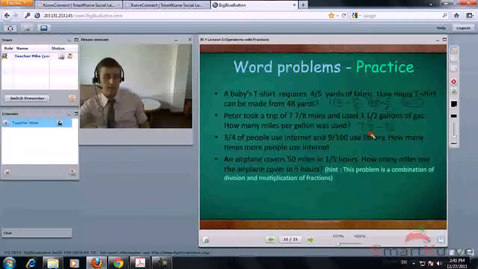7 times 8, 56, plus 7, 63, over 8. 3 1/2 is 7/2, and we're using its reciprocal, times 2/7. The 2 and the 8 can cancel out. 2 becomes a 1. The 8 becomes a 4.